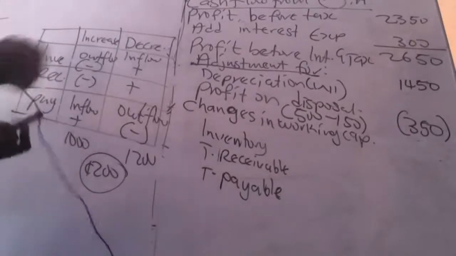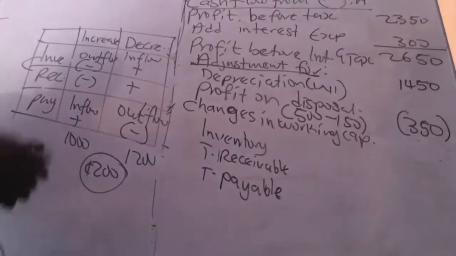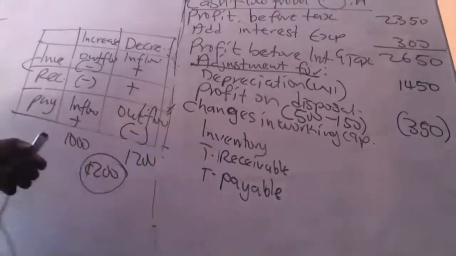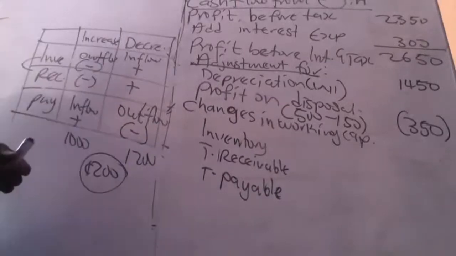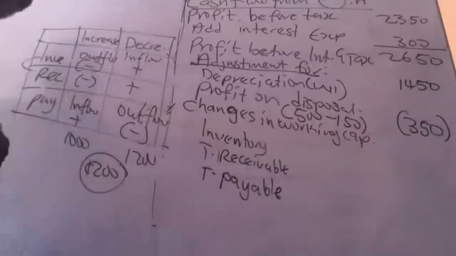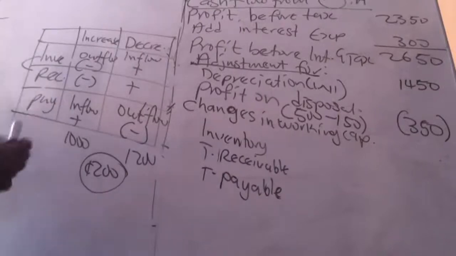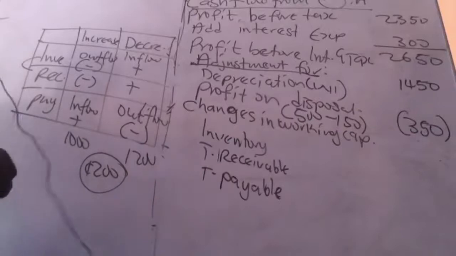So it means that the suppliers have given you what? 200 Ghana cedis in the form of goods. Your 200 Ghana cedis is supposed to move from you, but it is still with you, and they have given you the goods. So it means that they have given you cash in the form of goods. So when payable increases, it's what? It's inflow.